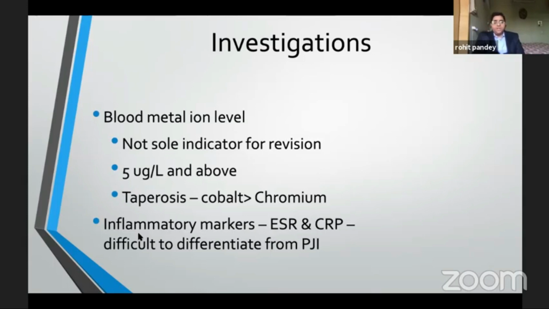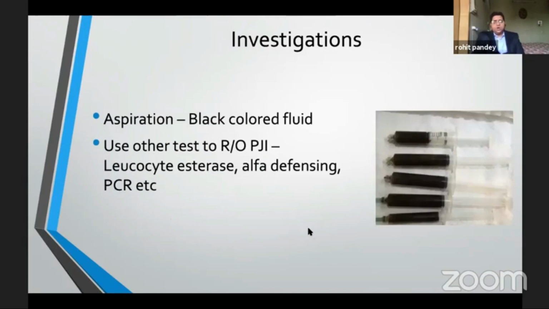Regarding the inflammatory markers, you can have increased ESR or CRP, but these are also elevated in periprosthetic joint infections. On aspiration of the hip joint, you may have a black fluid like this, which may be diagnostic, but most of the time there is only a serous fluid. So it is very difficult to differentiate from a joint infection. Other tests which can help you are leukocyte esterase, alpha defensin, or a PCR. But this topic will be dealt with in detail by Dr. Vaibhav.